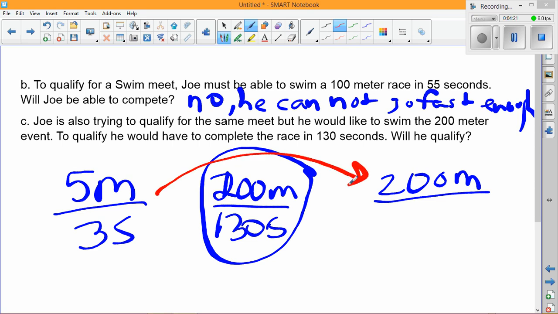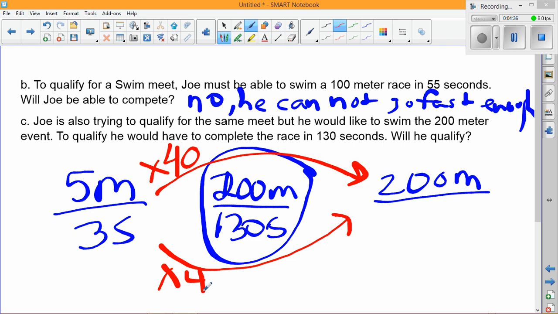So 5 times 4 is 20. So 5 times 40 is 200. And 3 times 40 is 120 seconds. Now this time he has to be able to do it in 130, and he can actually do it in 120. So this time he absolutely qualifies because he can go quicker.